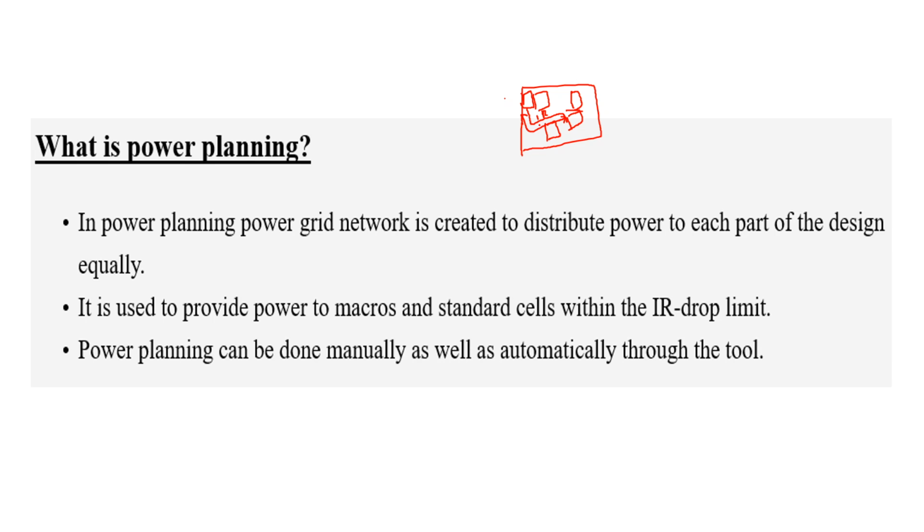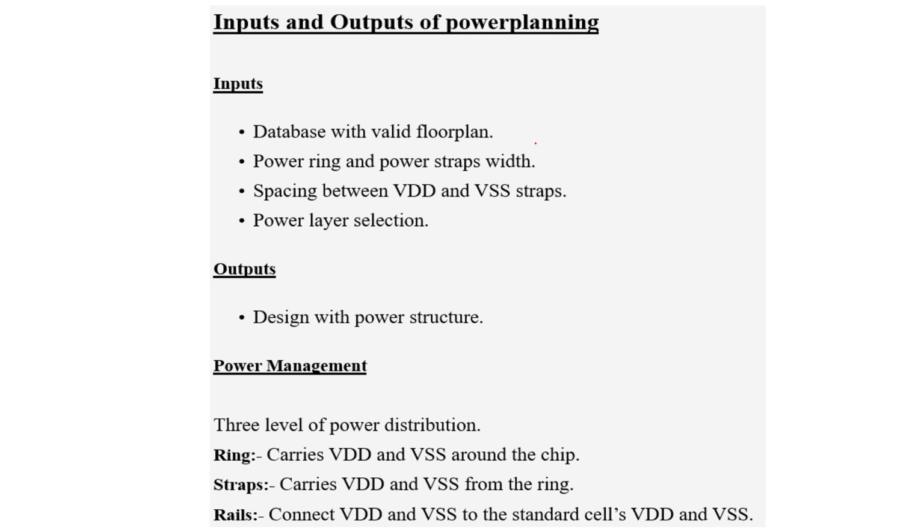This can be done manually as well as automatically through the tool. In any way you can perform it. In any power planning, there exist inputs and outputs. If you consider the inputs: database with valid floor plan, power ring and power straps with spacing between VDD and VSS straps, and power layer selection. These are to be considered as the inputs of your power planning. And the output is a design with power structure. How this power structure has to be designed needs to be considered during your power distribution. That is what the output of your power planning is.